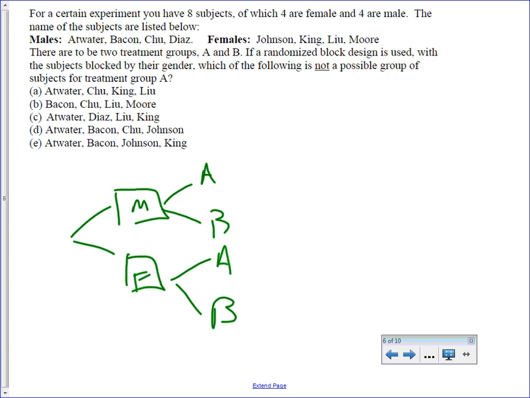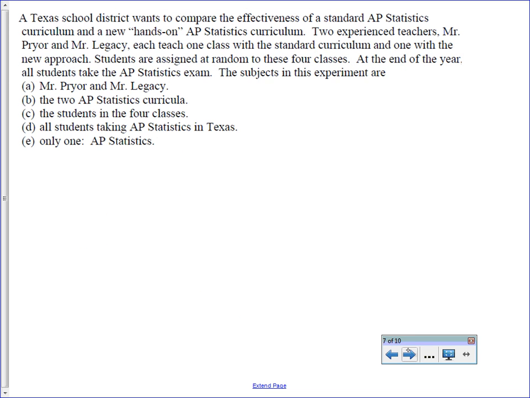So Atwater, Chu, King, Liu is possible. Bacon, Chu, Liu, Moore is possible. Atwater, Diaz, Liu, King is possible. Atwater, Bacon, Chu. This one's not possible because it has 3 boys for treatment in Group A. We're only going to get 2 male A's and 2 male B's because we blocked ahead of time. So only half the males can receive treatment A.